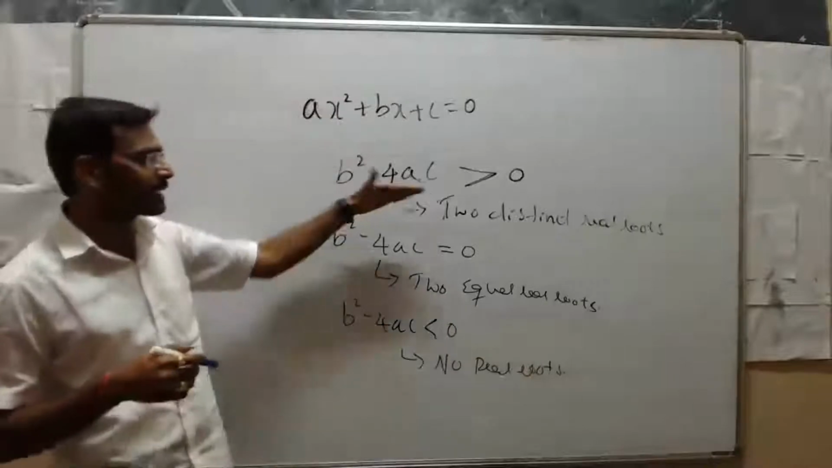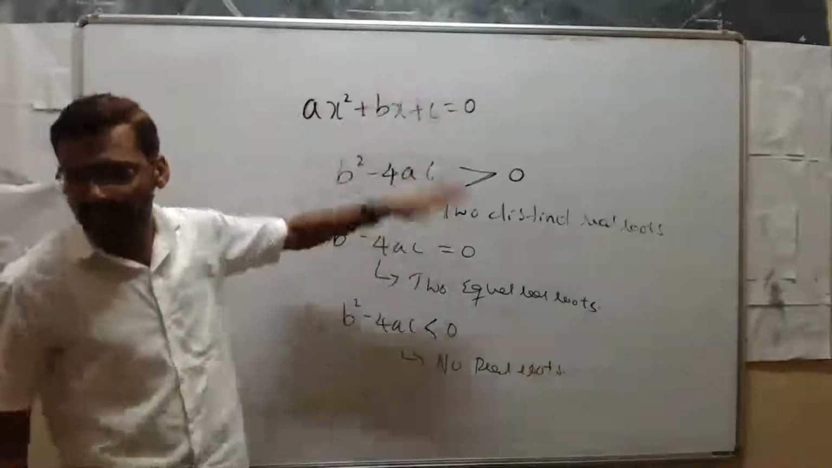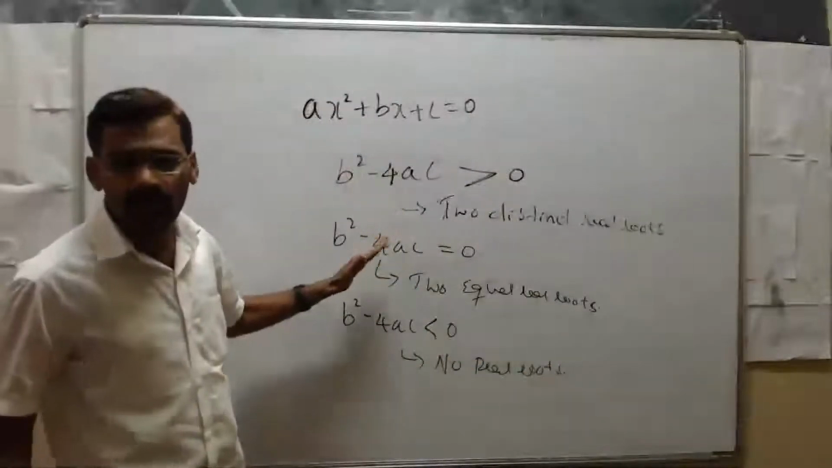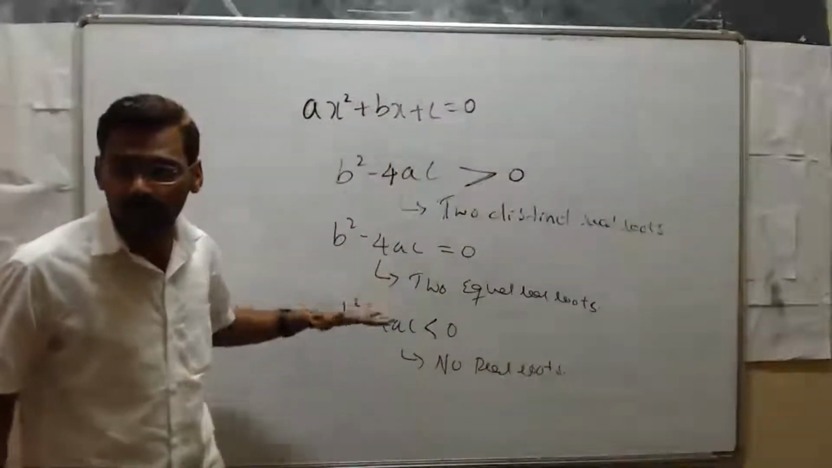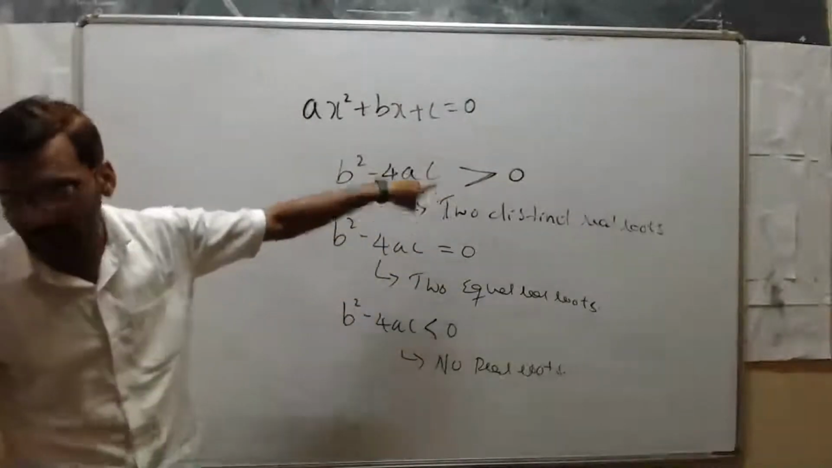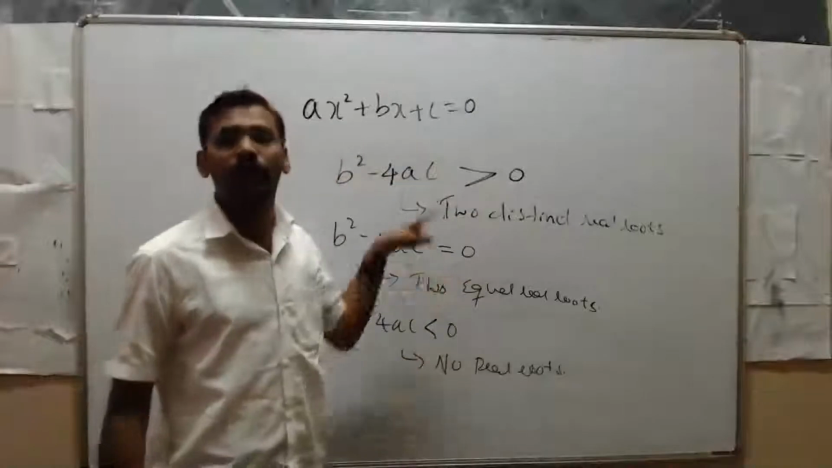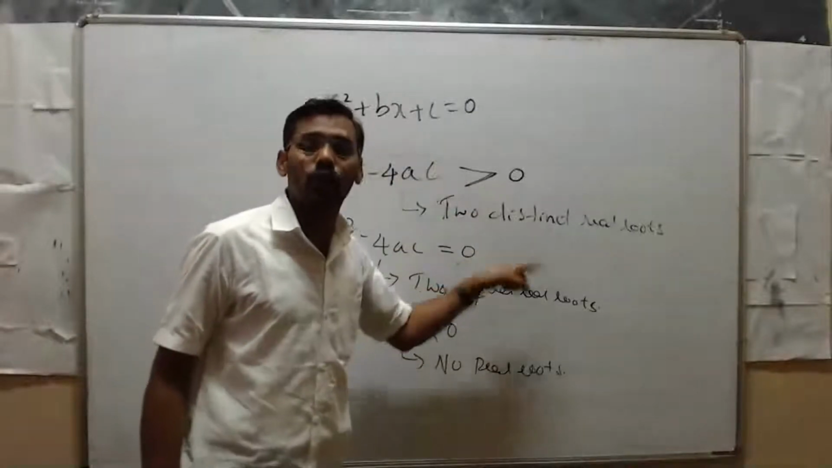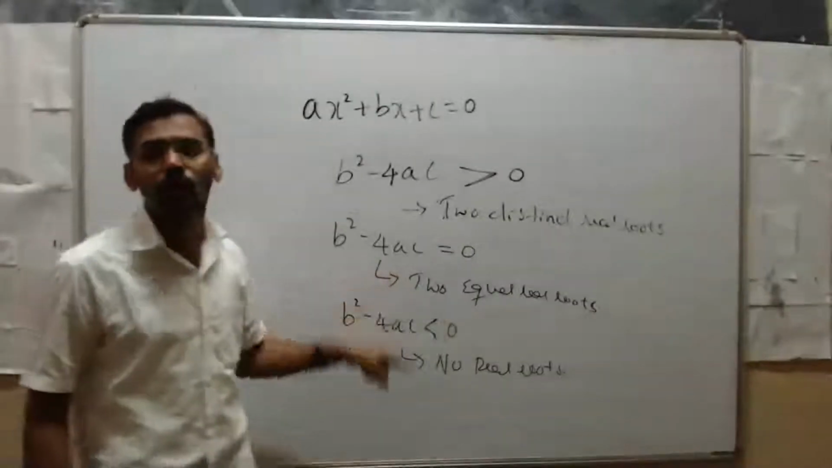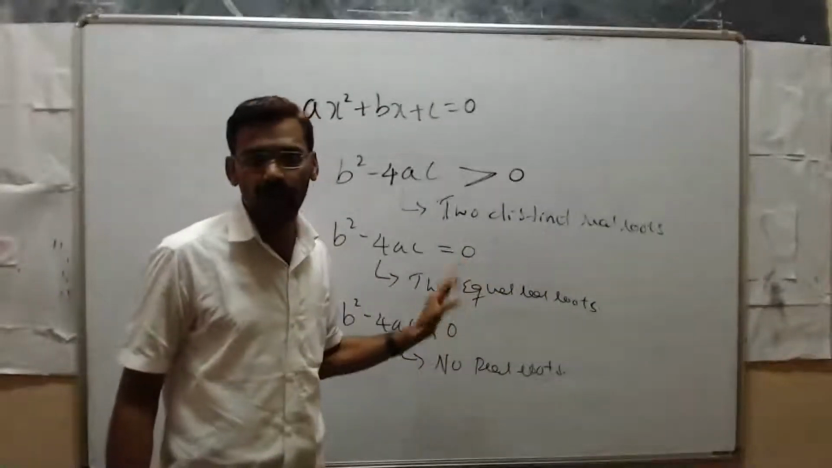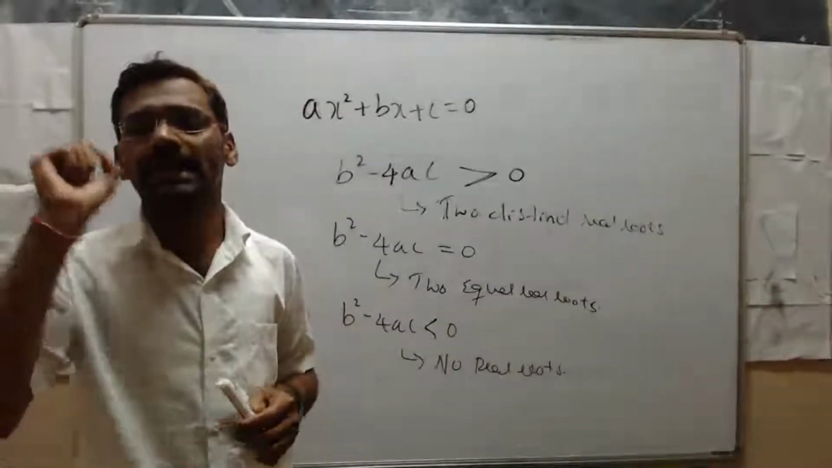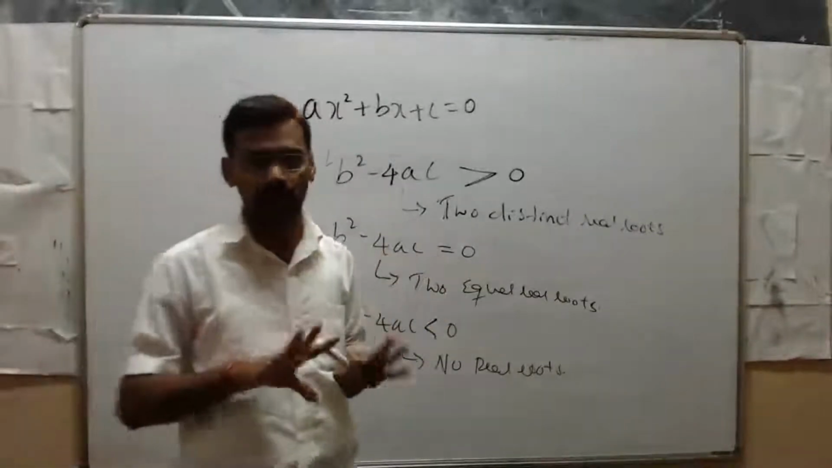Greater than 0 means b square minus 4ac value is positive. Equal to 0 means b square minus 4ac value is 0. Less than 0 means it's negative. If it is positive, yes, two distinct roots. If it is equal to 0, two equal roots. If negative, b square minus 4ac value is negative means no real roots. If b square minus 4ac value is positive, two distinct real roots, that means two different roots.